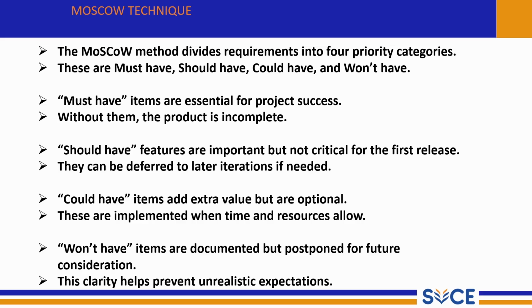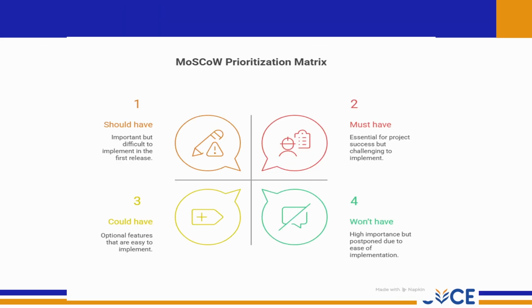Won't have features are not included in the current release. They are recorded for future reference but are not worked on now. This helps control scope and avoid unnecessary work. This clarity helps prevent unrealistic expectations. By clearly categorizing requirements, the MoSCoW method avoids confusion and false promises. Stakeholders know exactly what will be delivered and what will not. In the next slide, we will see the MoSCoW prioritization matrix.